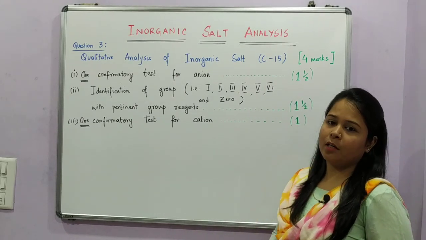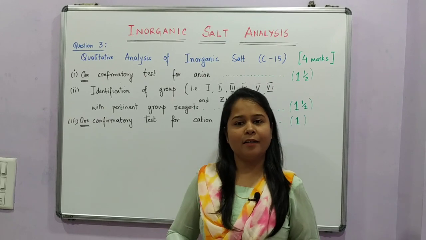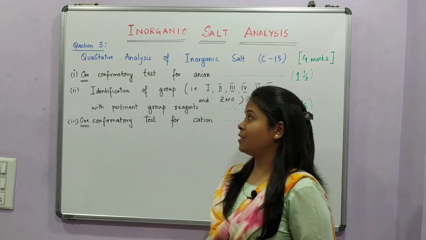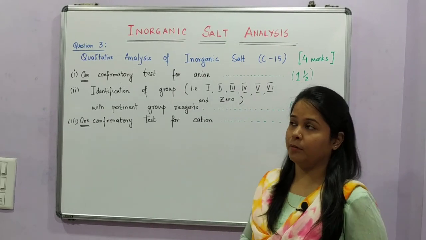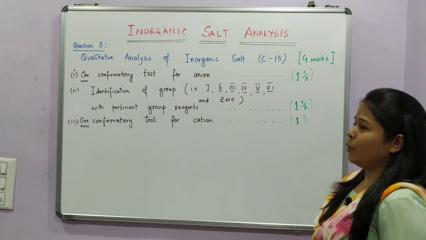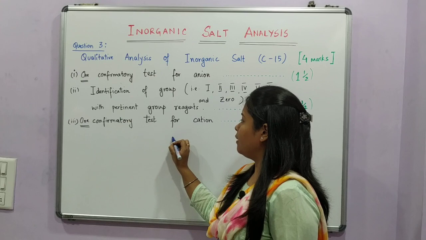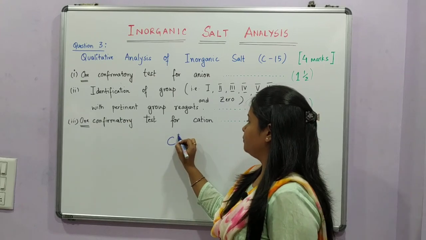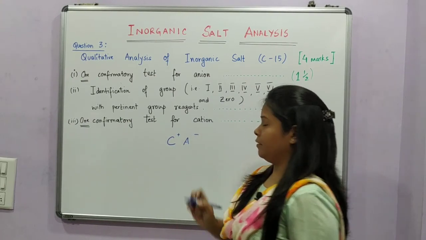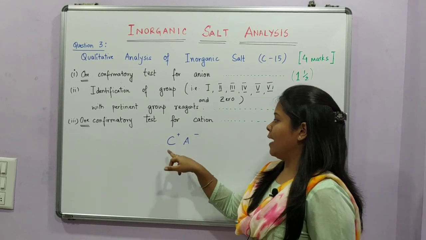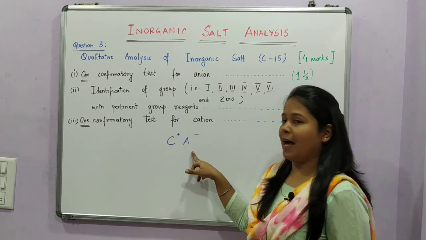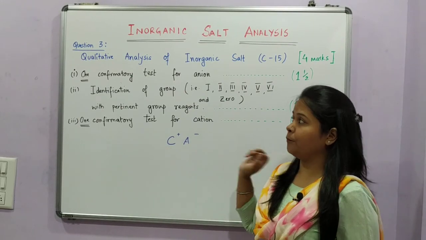Today we will be talking about our inorganic salt analysis, which comes as question number 3 in our board paper. Now, whenever we get an inorganic salt, we are aware that the salt consists of a cation and an anion. So the estimation of the cation and anion is what we've been asked for.